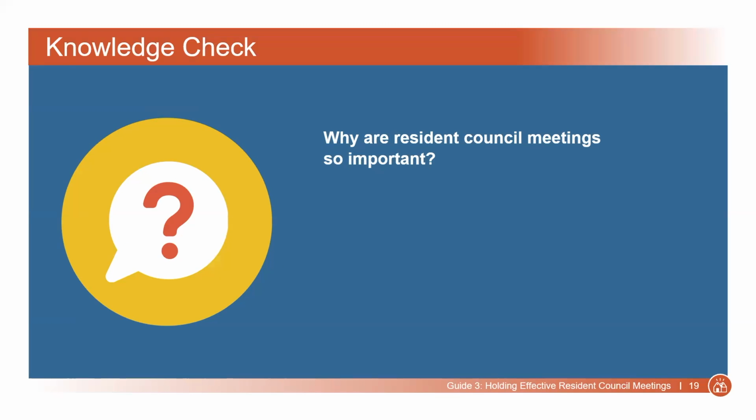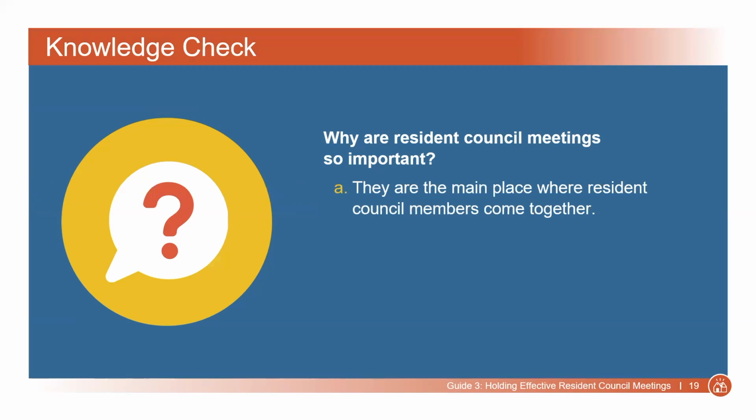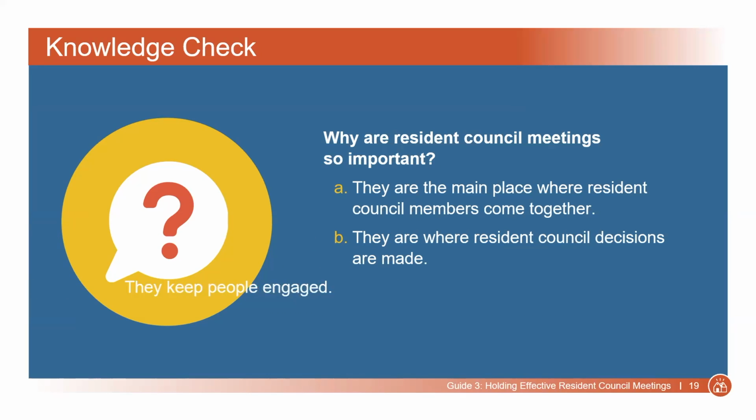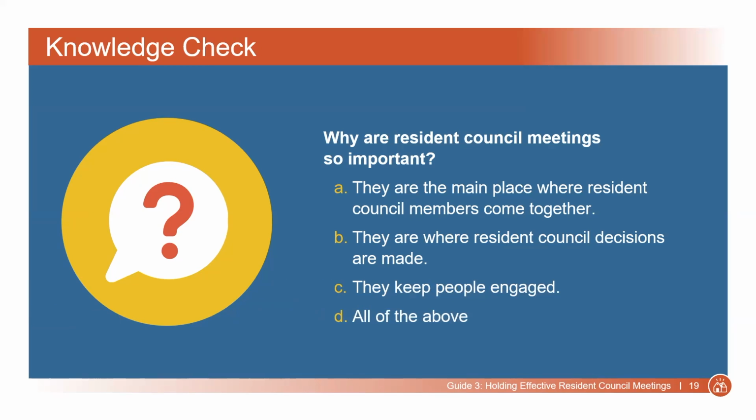Let's do a quick knowledge check. Why are resident council meetings so important? A. They are the main place where resident council members come together. B. They are where resident council decisions are made. C. They keep people engaged. Or D. All of the above. We'll pause to allow you to decide on your answer. If you need more time, you can always pause the recording.